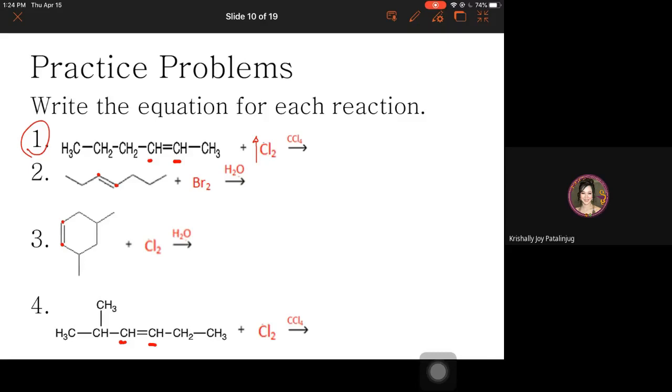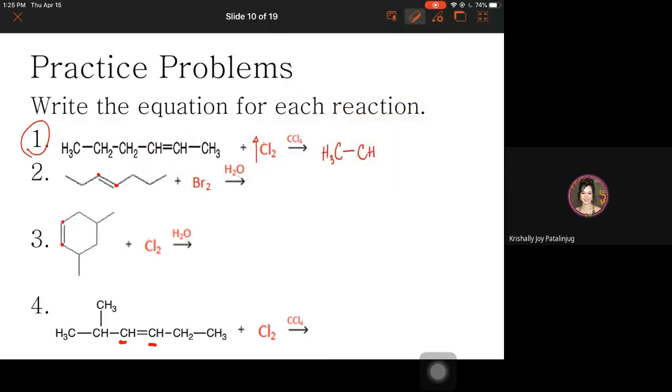That's why the product is a vicinal dihalide. Vicinal dihalide. So, if I continue the reaction, if I complete the reaction, the product will be, copy the whole structure. You cannot draw only that part. Some students only draw that part, so it is no longer the whole structure of the alkene.